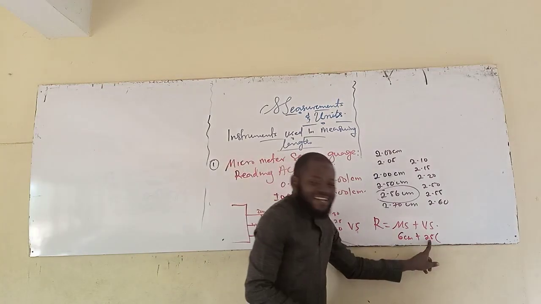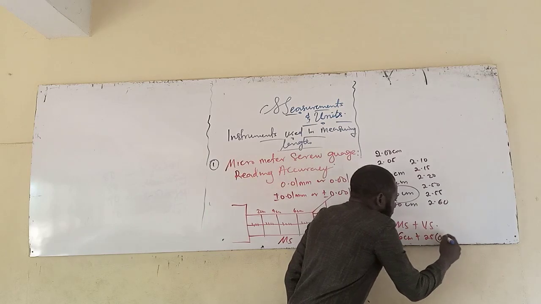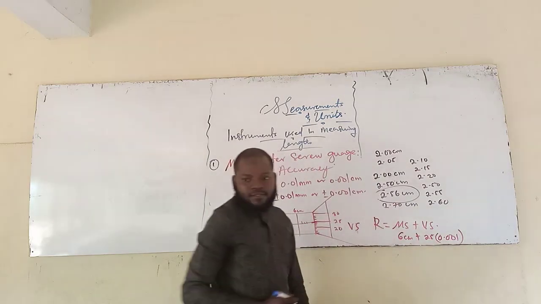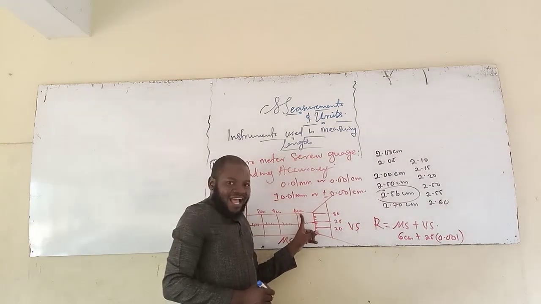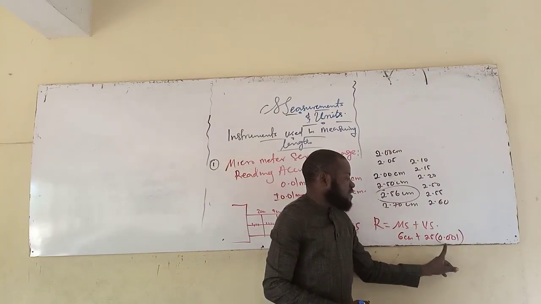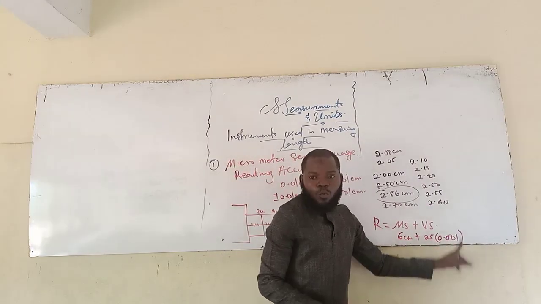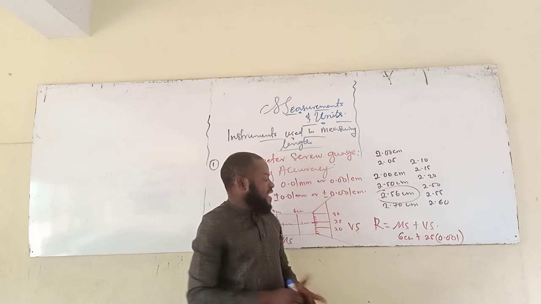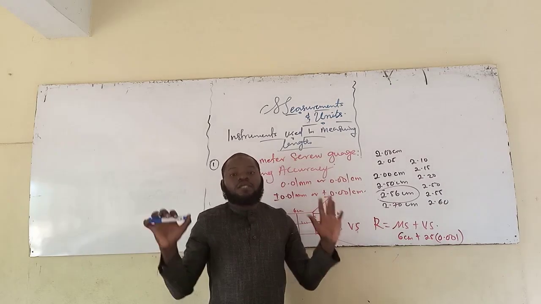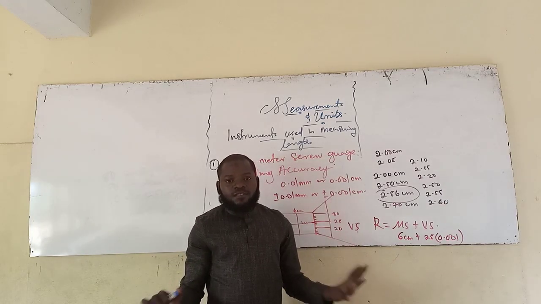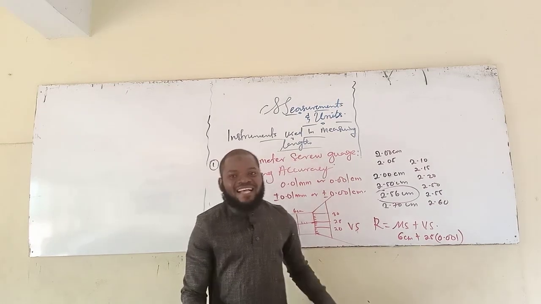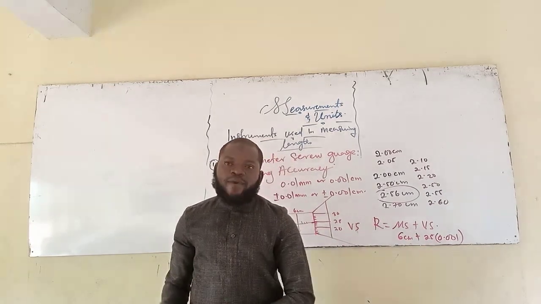But since this one is in centimeter, am I making sense now? You are going to multiply this 25 with 0.001. But if this one is in millimeter, you multiply this 25 with what? 0.01. Do you understand that now? And add this together, whatever you have is your result. Do you understand that now? So that's that about instruments for measuring length.